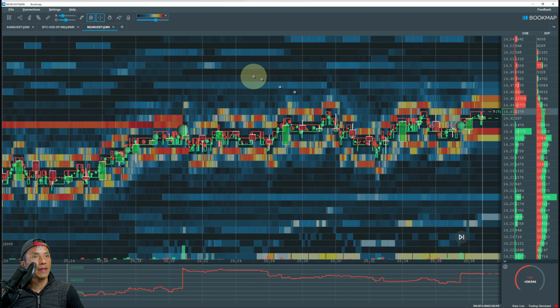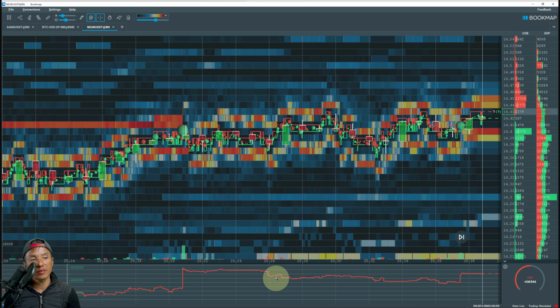Here's the heat map for NEAR. Here's a zoomed in view so you can see some spoof walls on top, keeping price from going up further, and buy spoof walls from the bottom here, keeping price from dropping further. And currently the trend is aggressive sells. You can see here it's almost maxed out on the meter. This is neutral and it's swinging all the way down towards aggressive max sells here.